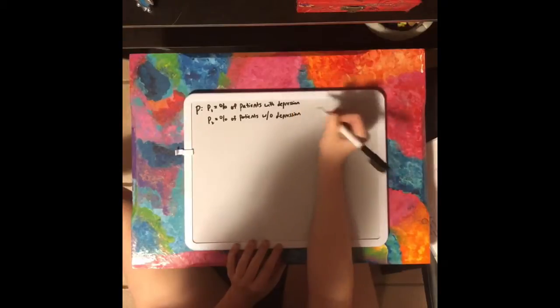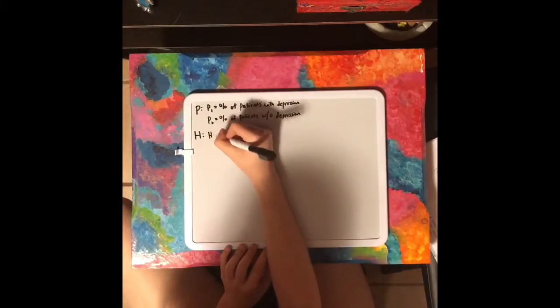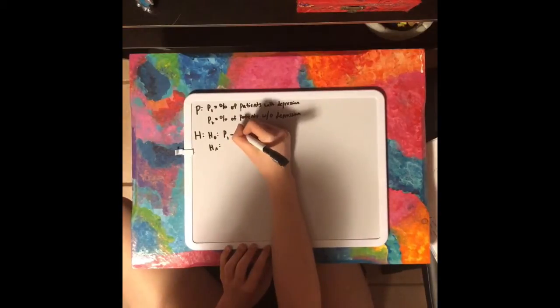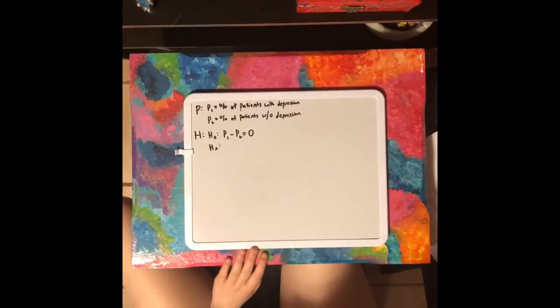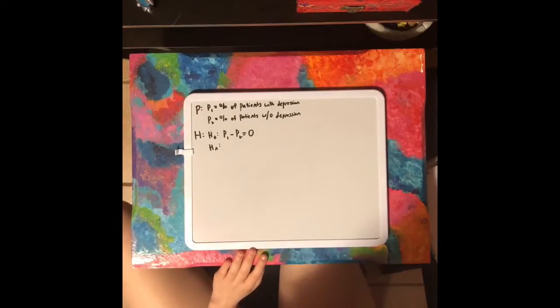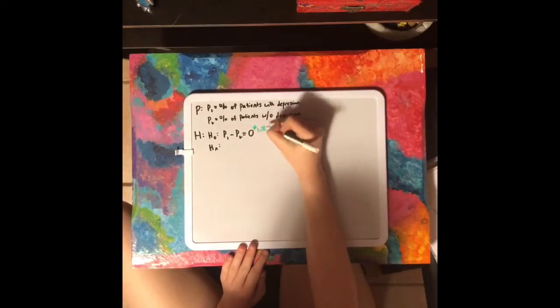H will be our hypothesis, so H0 will be P1 minus P2 equals 0. This means that there is no significant difference between the two. Because of that, this will be our H0 for every problem that we see like this.